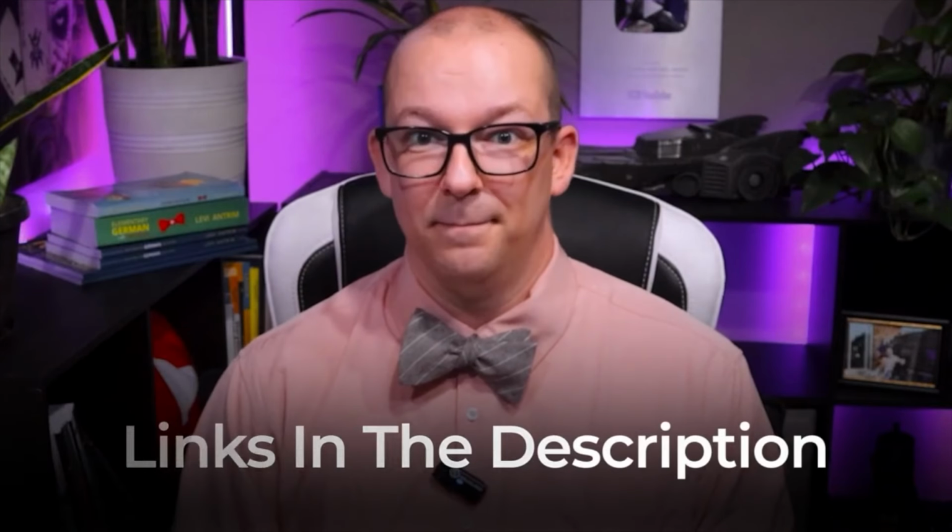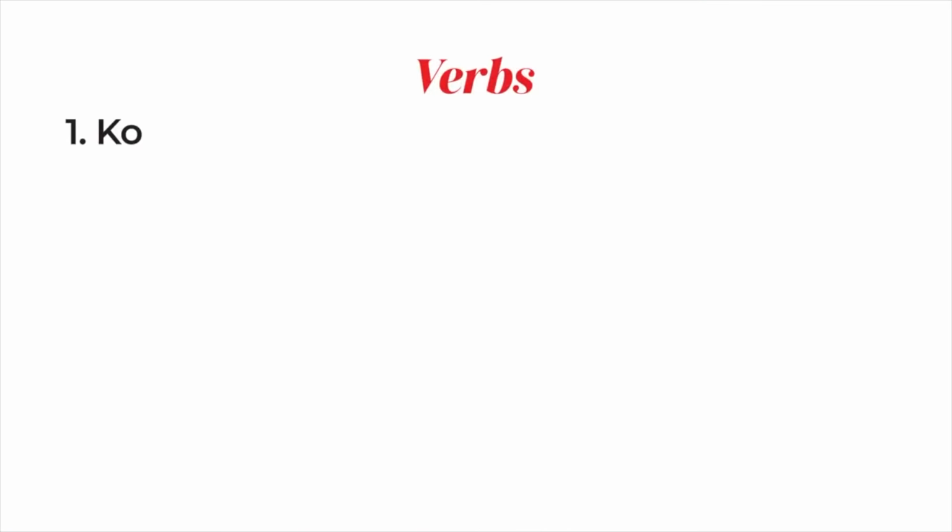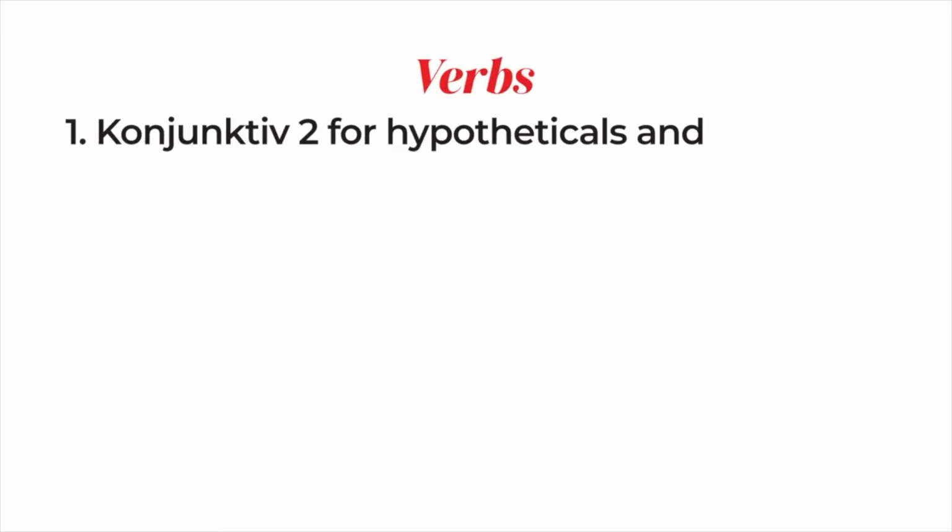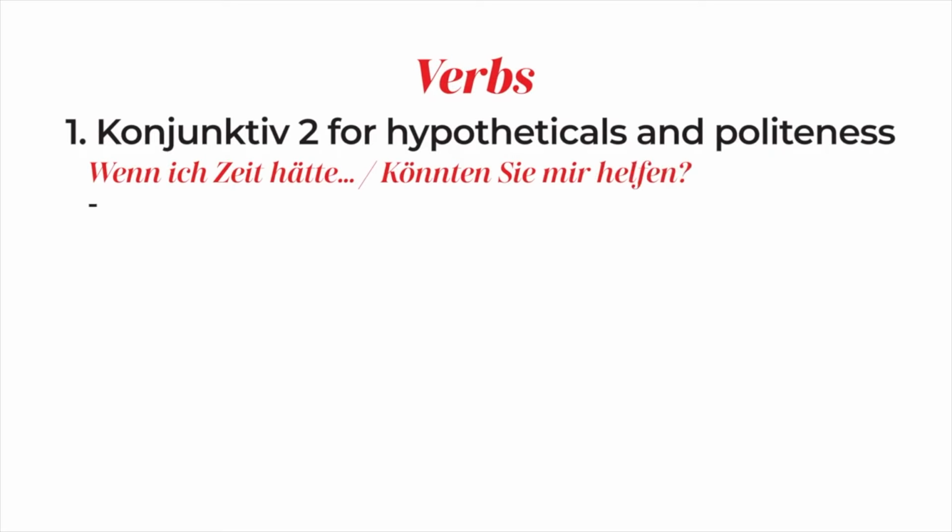Here's a list of grammar topics that you should master at the B1 level, with links in the description for most of them. Verbs. Konjunktiv 2 for hypotheticals and politeness. Wenn ich Zeit hätte, könnten Sie mir helfen? If I had time, could you help me?